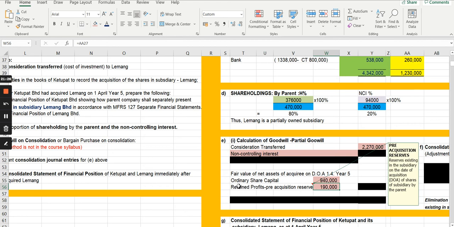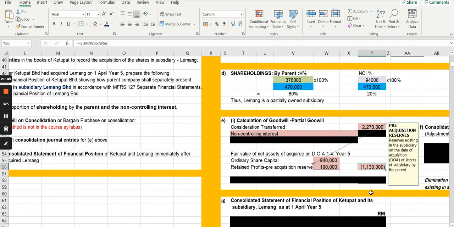However, the fair value of net asset will only have ordinary share capital plus reserve. There are no other share capital to be included in the fair value of net asset because we are talking about acquisition of ordinary shares. So the total would be 1130, right? So that is the fair value of the net asset.